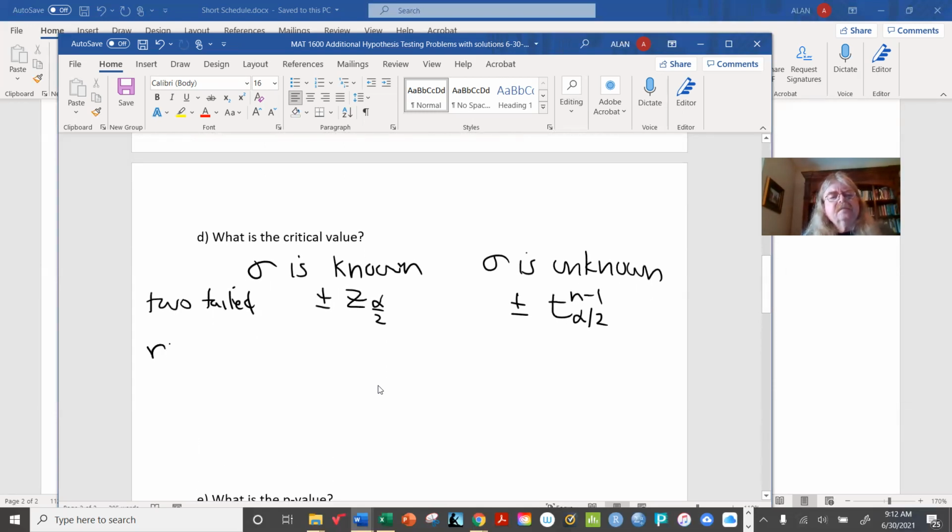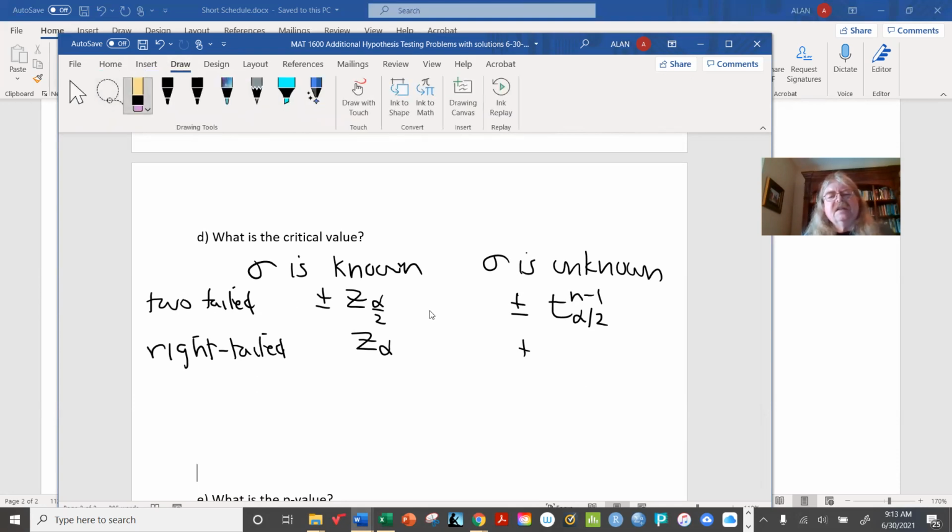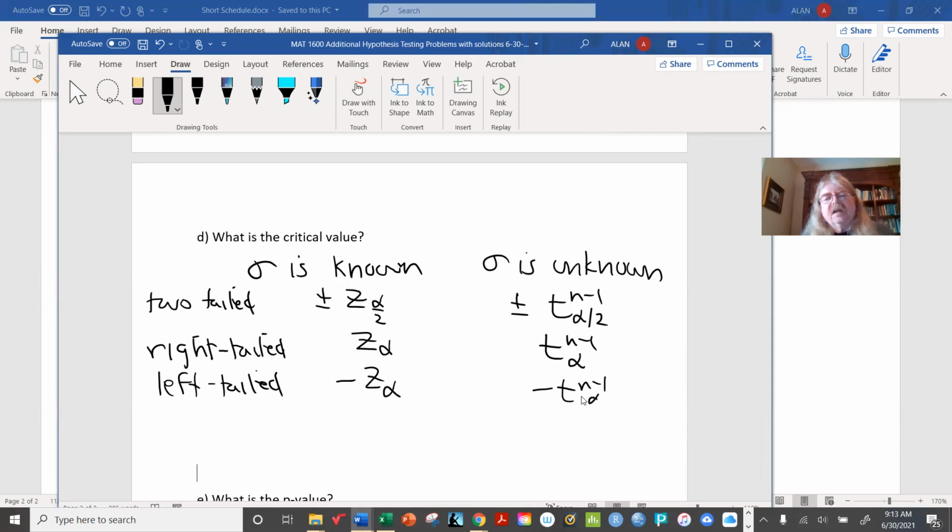Right-tailed, we just have simply positive z alpha or positive t with n-1 degrees of freedom, we don't need the plus-minus sign then. But remember, it's now alpha, not alpha over 2. And left-tailed would be negative z alpha, negative t alpha with n-1 degrees of freedom.